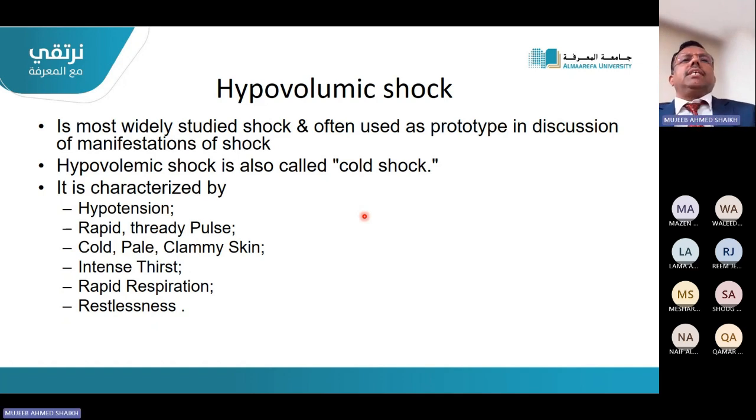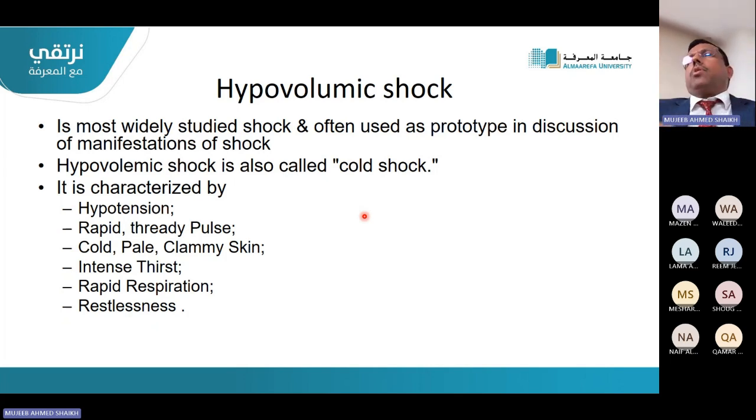So what are the manifestations? In this shock, what are the things happening? There is loss of blood or loss of fluid. If there is loss of fluid or loss of blood, how will the blood pressure be? Blood pressure will be low. Severe hypotension will be seen.